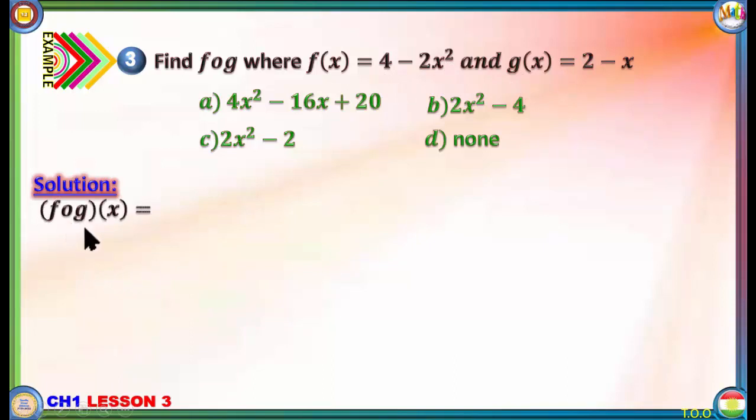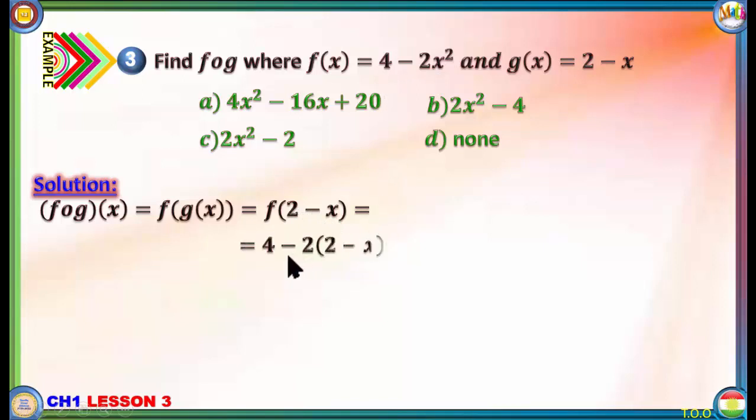f of g(x) is equal to f(g(x)), and now write g(x) in place of g(x). It becomes f of 2 minus x, and now in place of each x write 2 minus x. It becomes 4 minus 2. In place of x write 2 minus x and then square. Open the bracket. 4 minus 2.